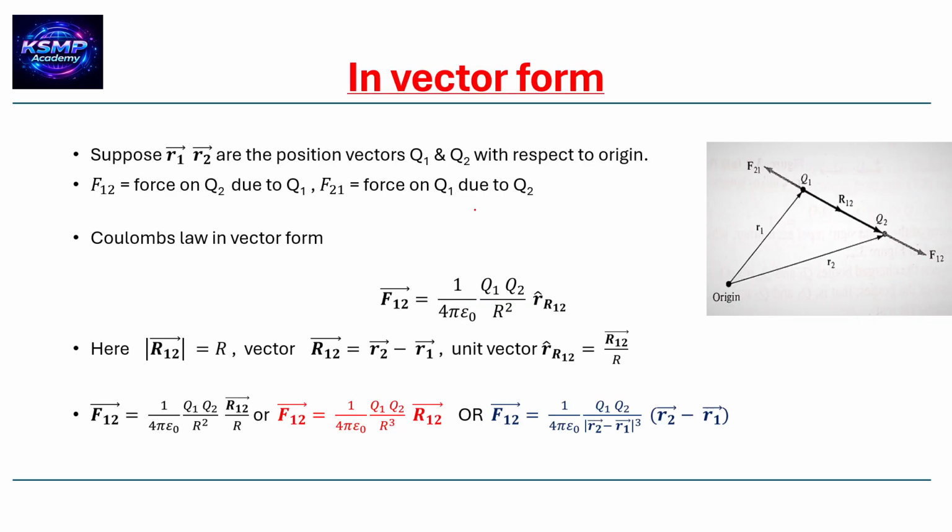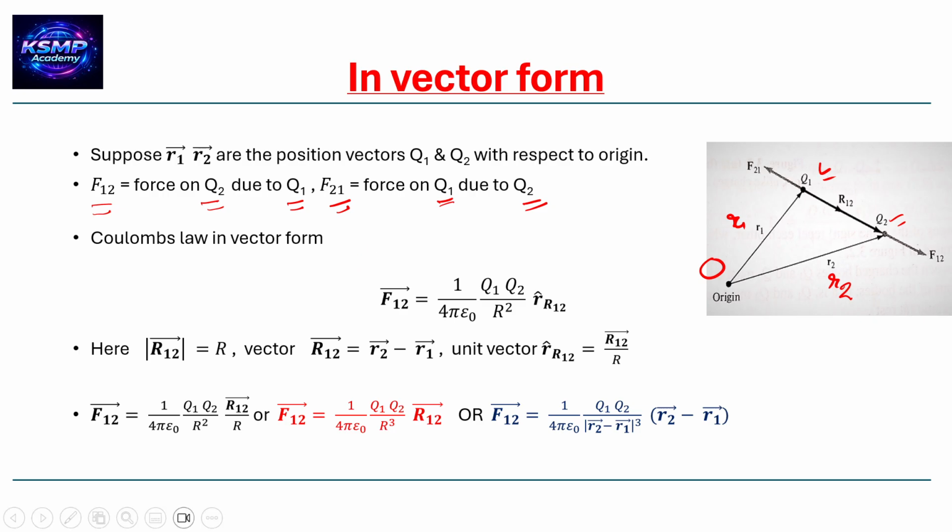Now the same law we will discuss in vector form. Again, with respect to origin, two charges are placed, Q1 and Q2, at the positions r1 and r2. So in vector form, we will see what the expression will be. We express here force F12. So F12 is the force on charge Q2 due to Q1, and similarly F21 is the force on charge Q1 due to charge Q2.